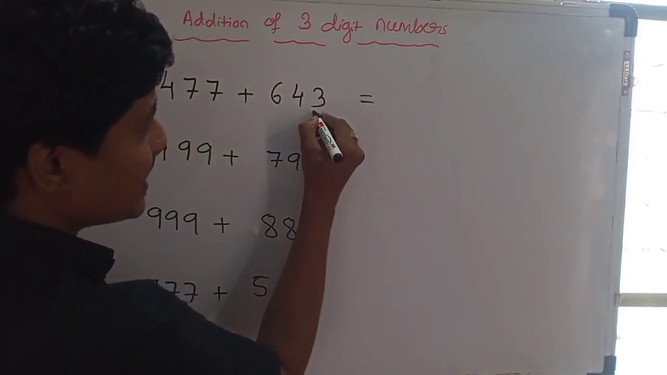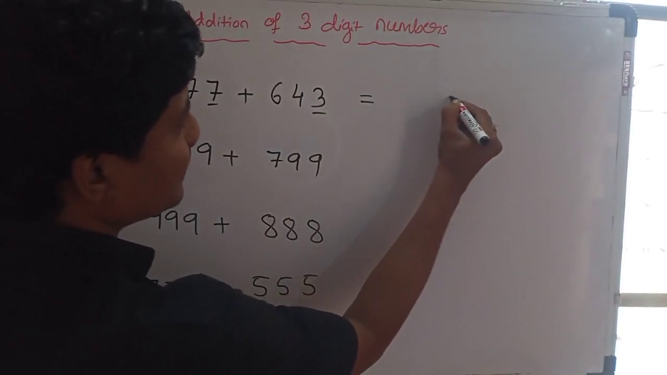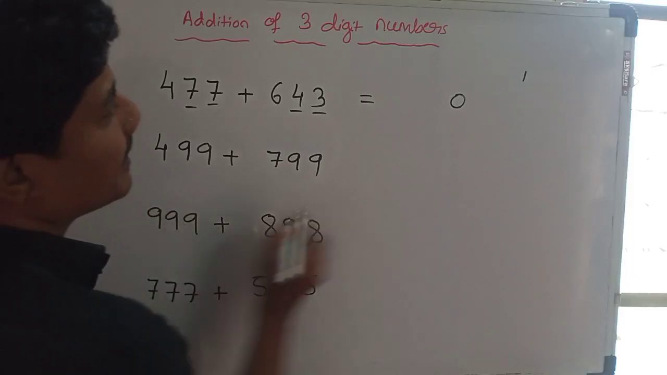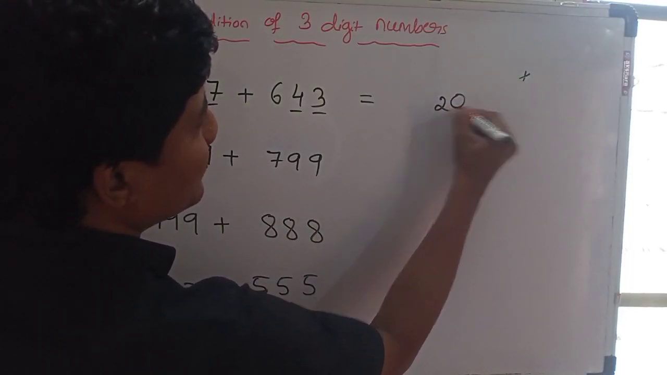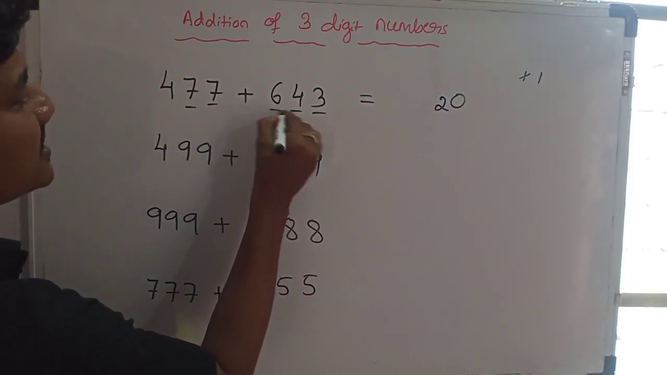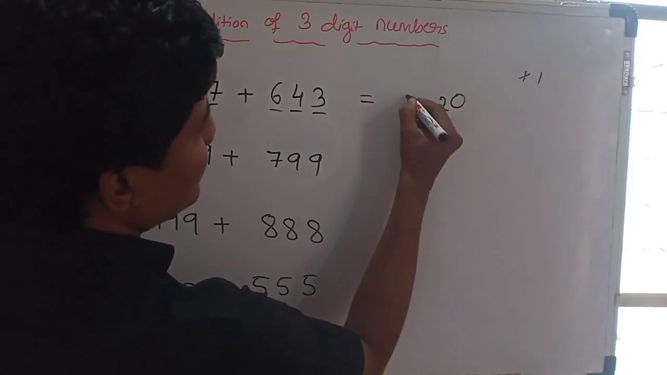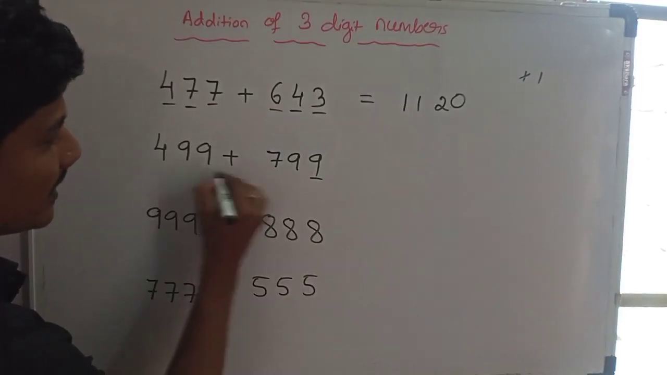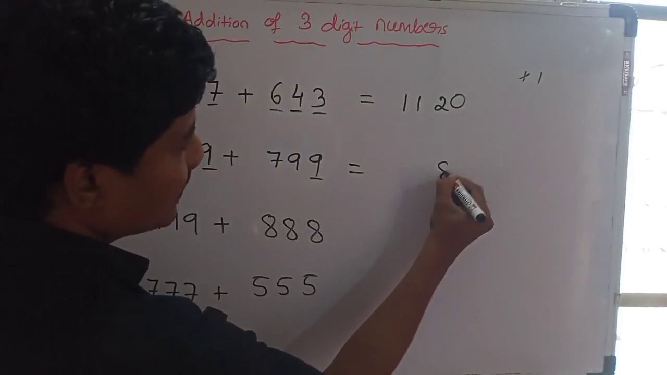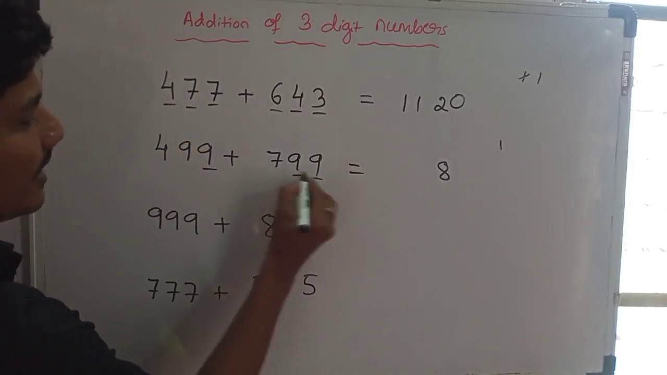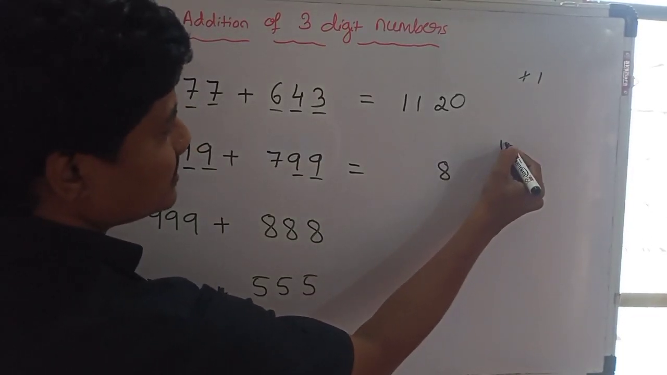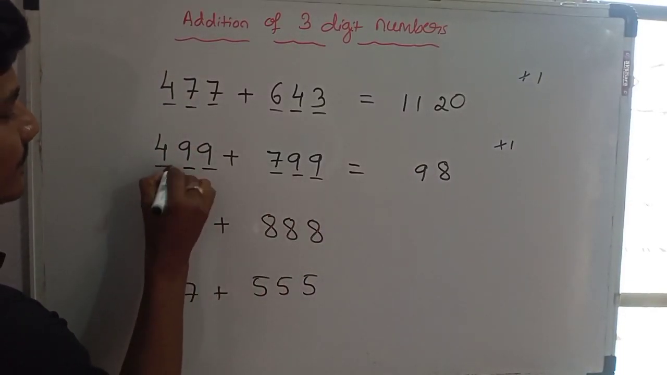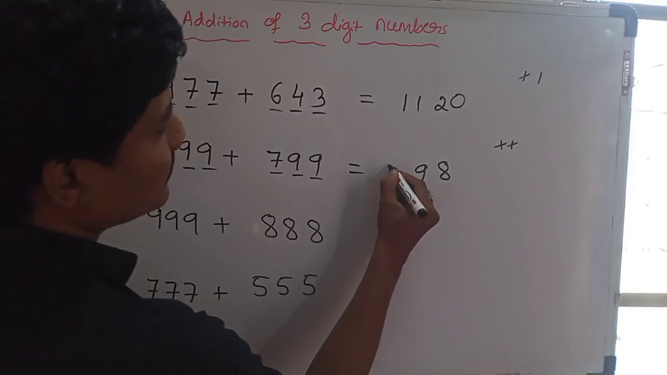The same method. 3 plus 7 is 10, carry 1. 4 plus 7 is 11, 11 plus 1 is 12. Carry 1 again. 6 plus 4 is 10, 10 plus 1 is 11. 9 plus 9 is 18, carry 1. 9 plus 9 is 18, 18 plus 1 is 19. Again carry 1. 7 plus 4 is 11, 11 plus 1 is 12.